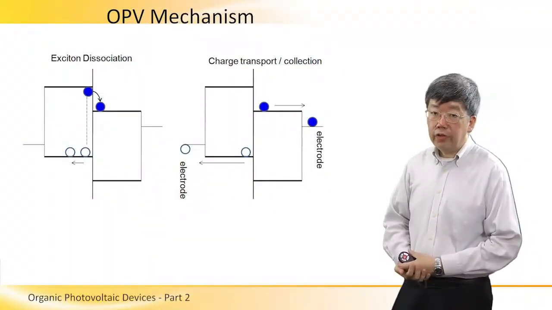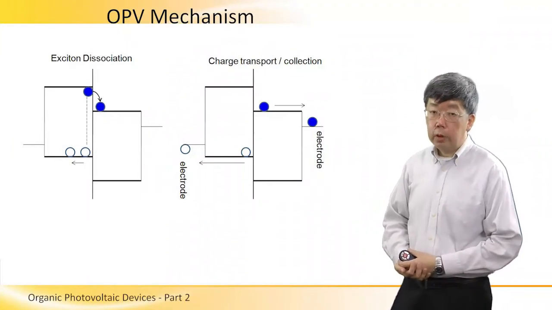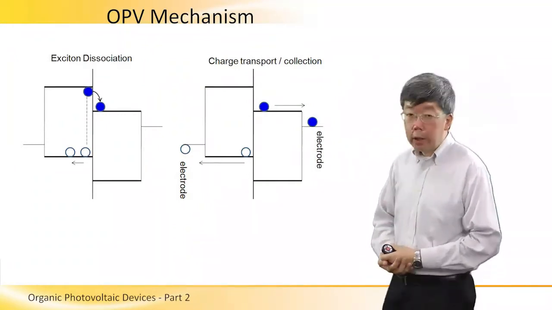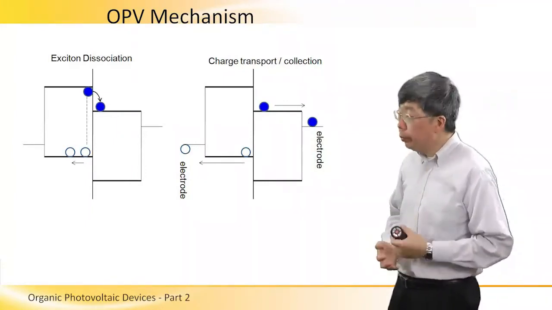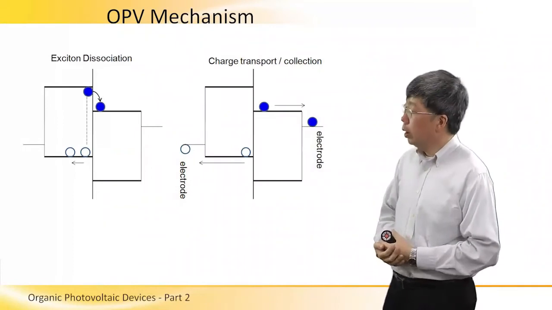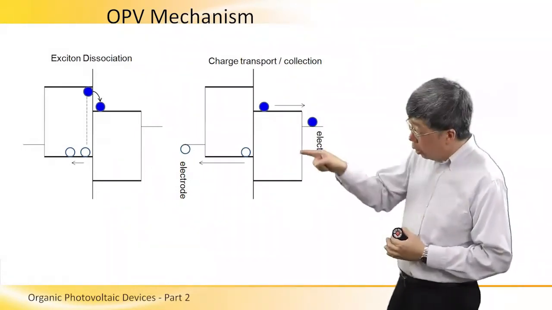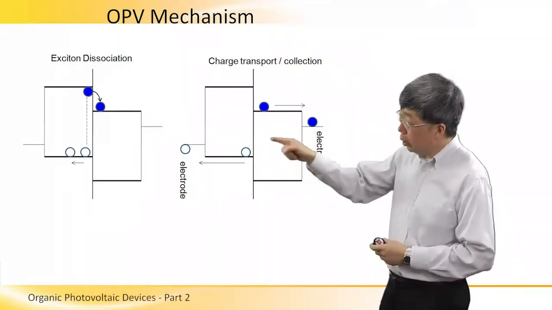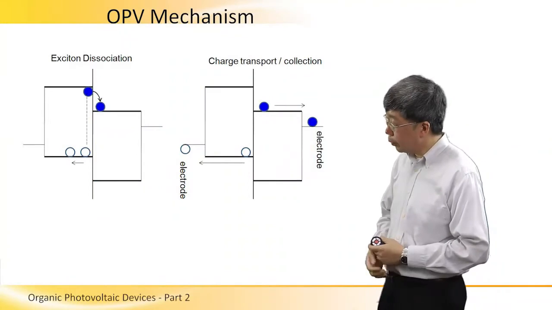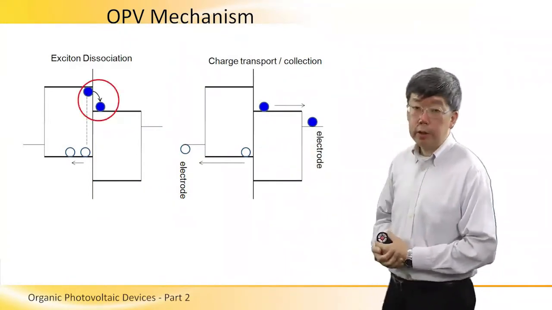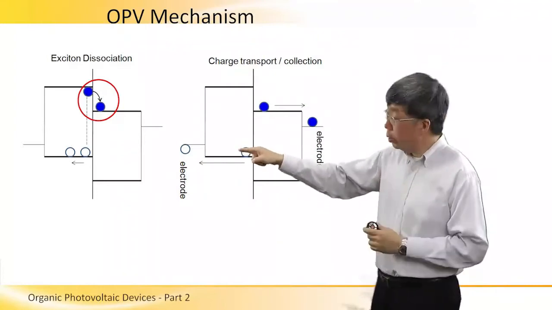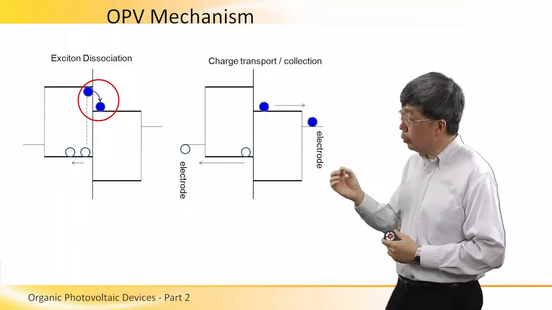Now we look at the third and the fourth stage of the OPV operating mechanism. In both the bilayer device structure and the bulk heterojunction device structure, the exciton will eventually arrive at the interface. On the energy diagram, this interface is represented by the vertical line between the donor and the acceptor. And you can see that there is an energy step. The LUMO of the donor is at a higher energy than the LUMO of the acceptor.